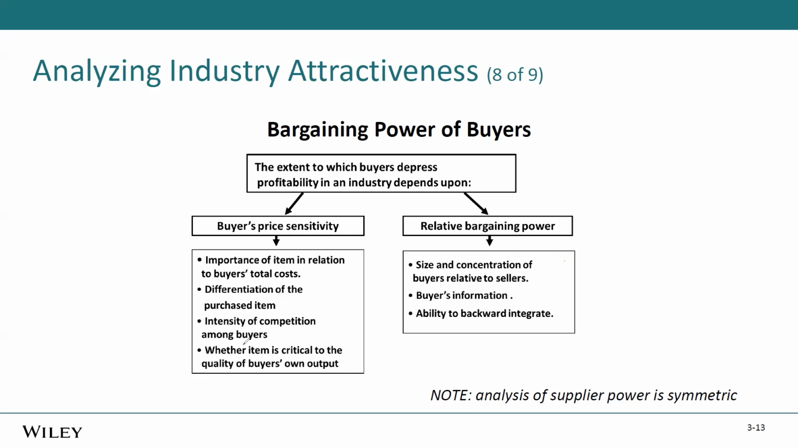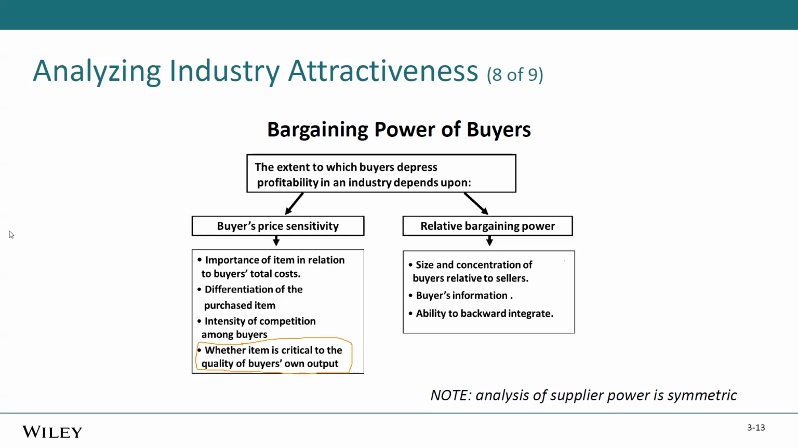And finally, whether the item is critical to the quality of the buyer's own output. Think maybe of a high quality musical instrument like a guitar. Maybe if you're selling a really nice Gibson guitar that you charge $5,000 for, you need the best quality rosewood for the neck of your guitar or the best mahogany for the body of your guitar. Well, Gibson's going to pay more to the suppliers of that wood because it's such a critical input than maybe for the little plastic dots on the neck of the guitar.